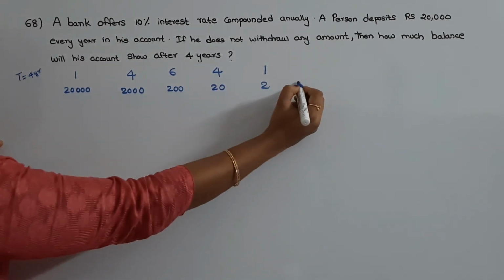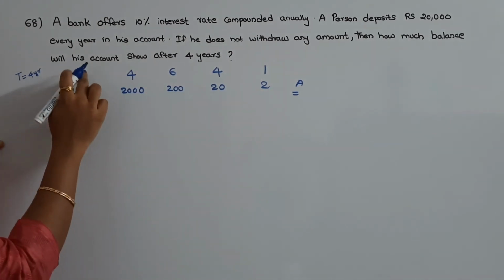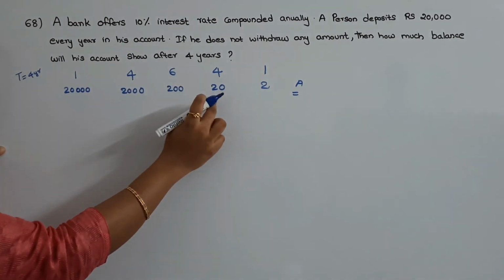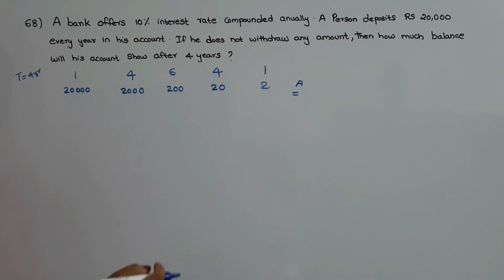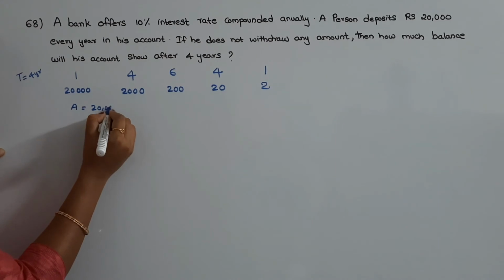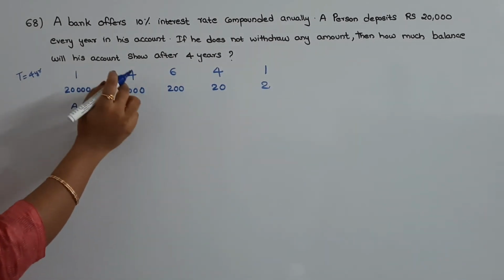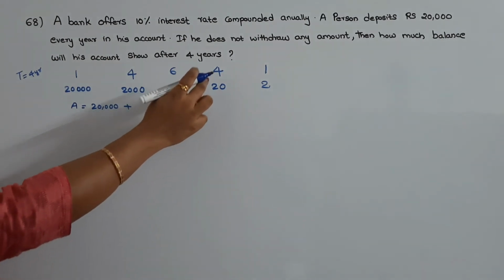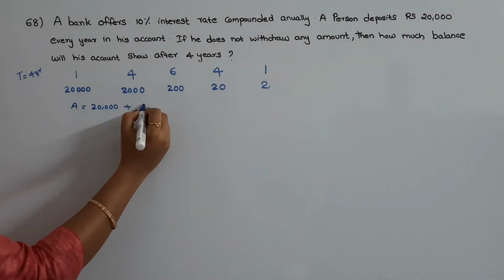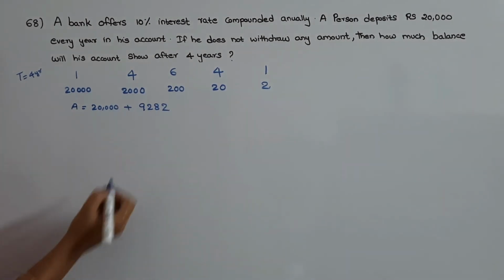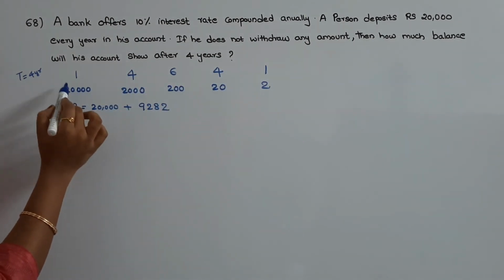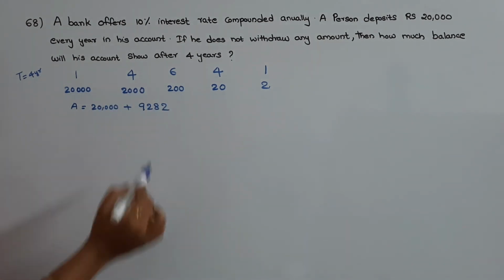Now the total amount will be equal to this 20,000 into 1 plus 4 into 2,000 plus 6 into 200 plus 4 into 20 plus 1 into 2. So total amount will be equal to 20,000 plus 4 into 2,000 plus 6 into 200 plus 4 into 20 plus 1 into 2. That will be equal to 9,282. Okay. This complete part is the interest part and this is principal. So principal plus interest will be equal to the amount.